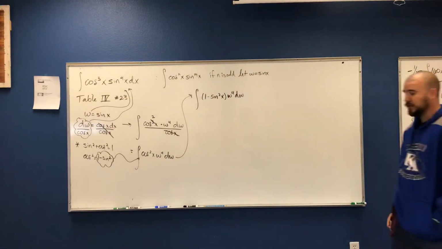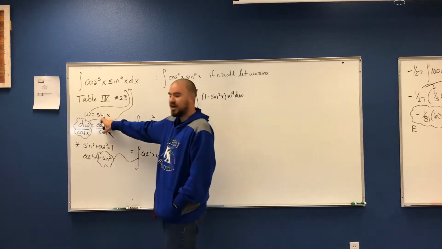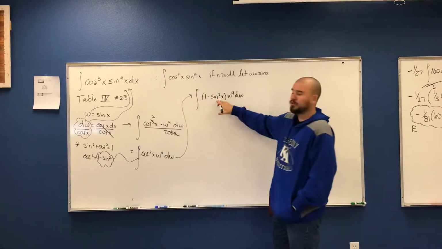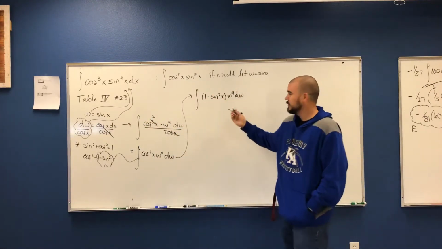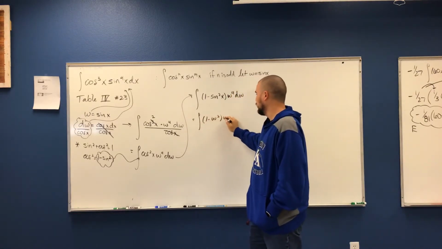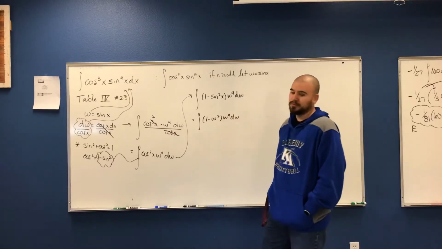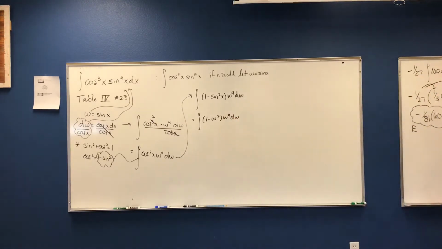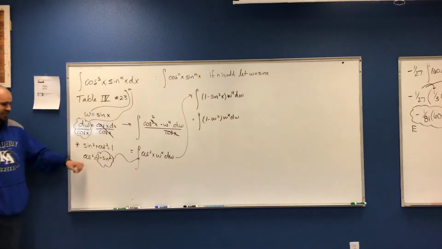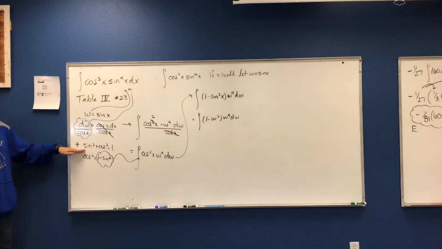But I do know that in the original part, we allowed w to equal sine of x. So if w equals sine of x, we can certainly plug in w for sine of x here, leaving us with the integral of 1 minus w squared times w to the fourth dw. And now we have everything in terms of w. We talked a lot about last year in trig and pre-calc that memorizing the trig identities is not terribly important, except for this one. It's the most important one. You'll notice that we've used it on almost every single trig problem that we've done so far. It's very important. Keep that in mind.